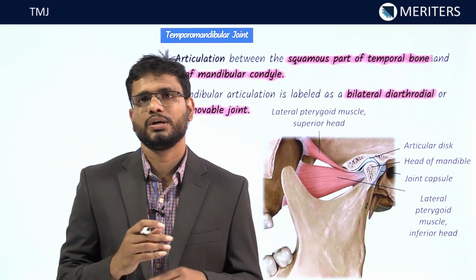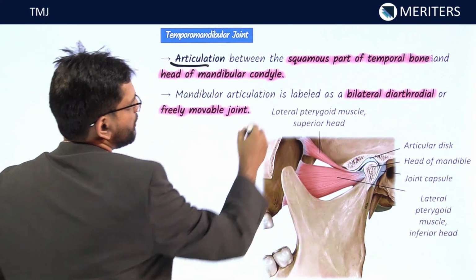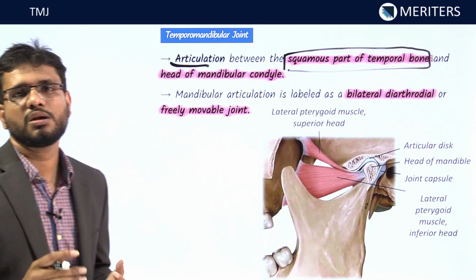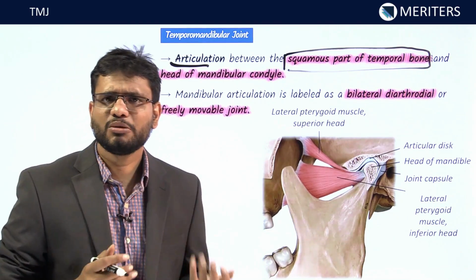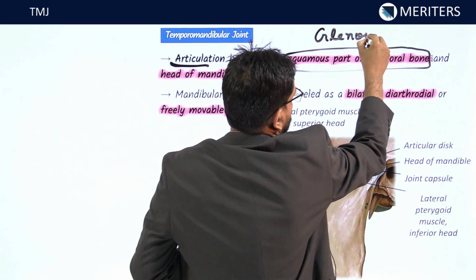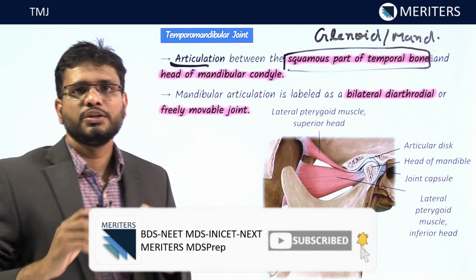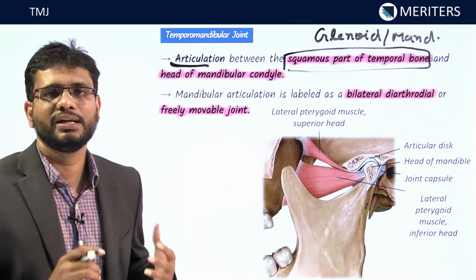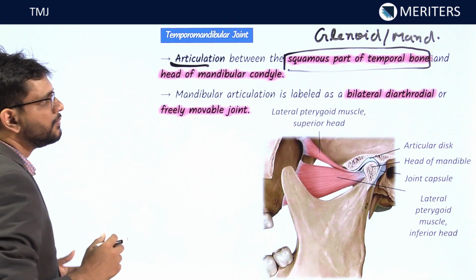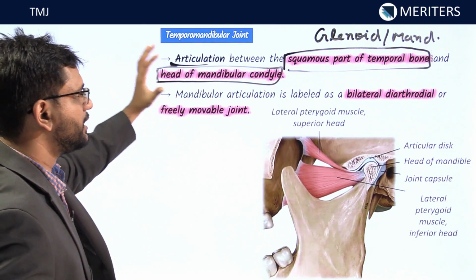Okay, so I'll be going into more specific details now. It is basically the articulation between the squamous part of the temporal bone, which has a fossa known as the mandibular fossa or the glenoid fossa, and in this particular fossa the condyle of your mandible is going to articulate. So the other articulating part is the head of the mandibular condyle.